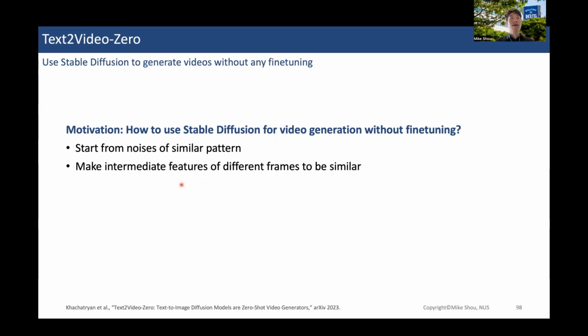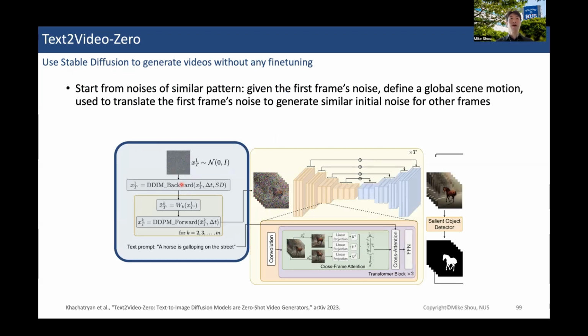Another principle is that, during the UNet, we can make the intermediate features of different frames similar. That's, I guess, easier to understand. So for the first principle, about the noise, in this work, Text2Video-Zero, they start with noise of similar patterns. Basically, for the first frame, you can still randomly sample, but then later on, how are you going to come up with the noise for the rest of the frames?